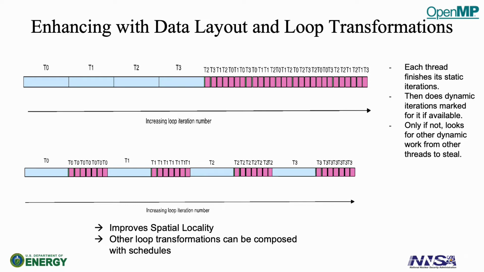Well, we can stagger these iterations so that each thread does its static work and then immediately starts some dynamic work that it's assigned. So it uses per-thread stealing queues, and it pulls work from its own queue. And then if it doesn't have any work, it steals from another thread's queue here. This improves spatial locality, and we note that other loop transformations can be composed.